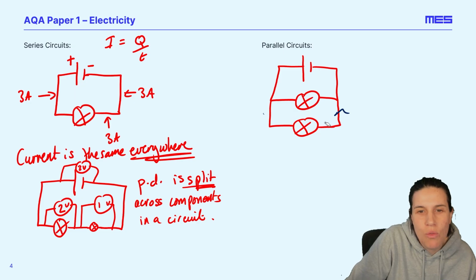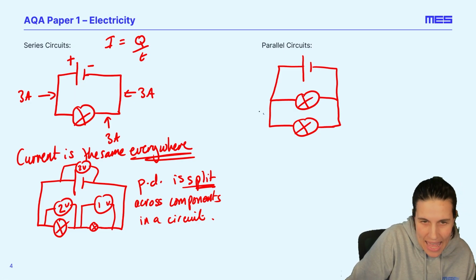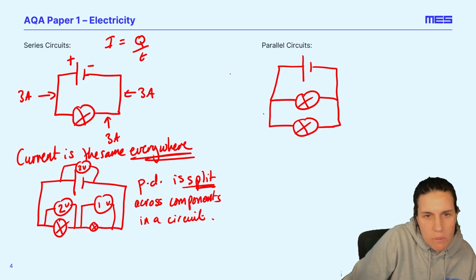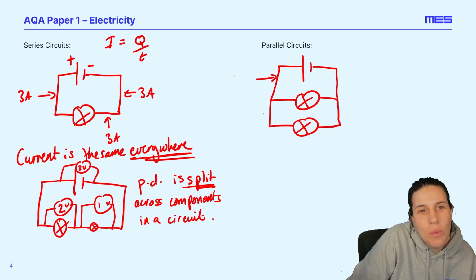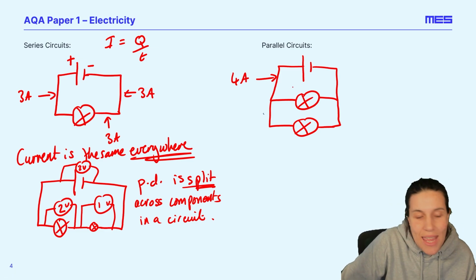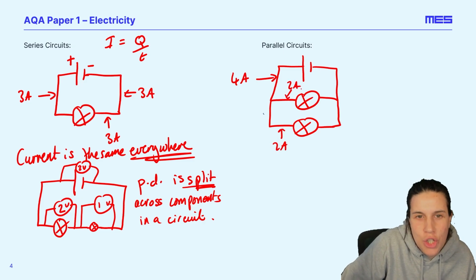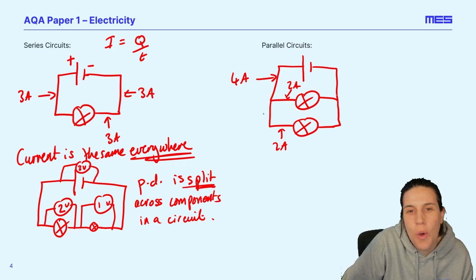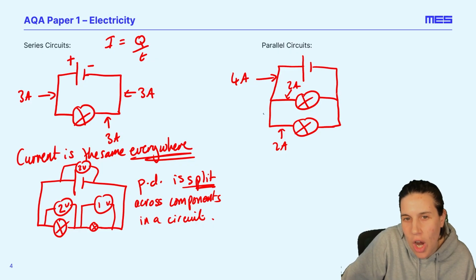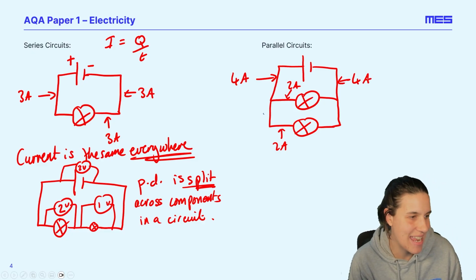Because again, current is the rate of flow of charge. But the charge is splitting here at this junction. So if the current here was, let's say, 4 amps, then the current would split at this junction. If these bulbs were identical, so they had the same resistance, we'd get 2 amps here and 2 amps here. So 2 and 2 still add up to make 4. Here is another junction. The current's going to recombine again here. So therefore, we have a current of 4 amps again there.